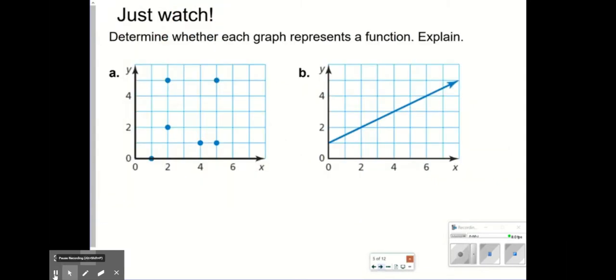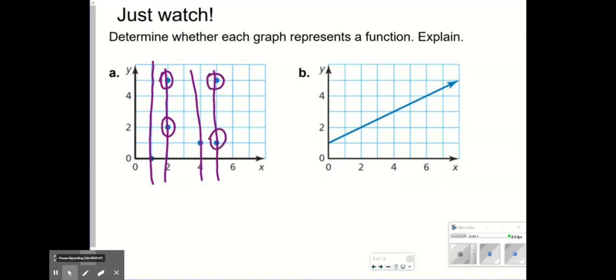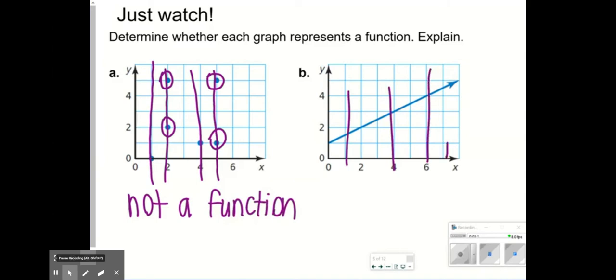So here are two examples. Again, we're just looking for the vertical line test. I can do the vertical line test anywhere, but you might have to do it more than a few times. And notice I have a few points where it's going through more than two times. So letter A would not be a function. But for letter B, if I do the vertical line test, all of my points are only going through exactly one time each time I do it. So for letter B, this would be a function.